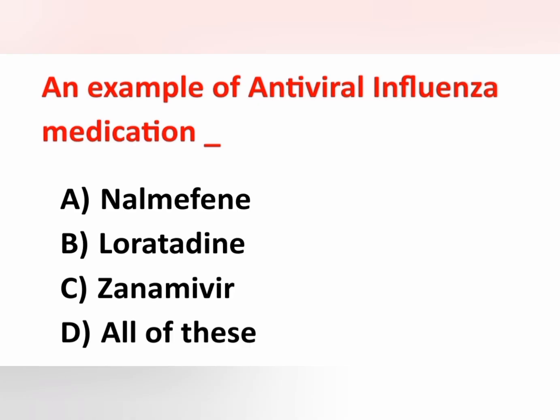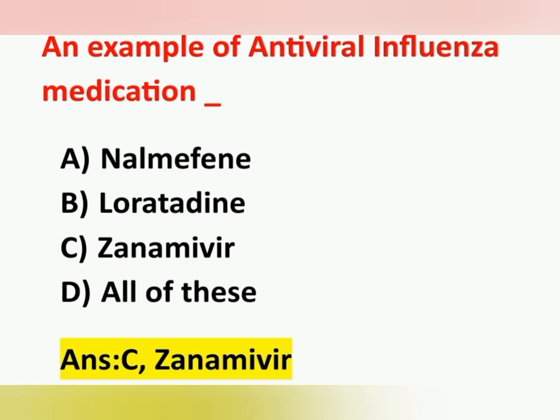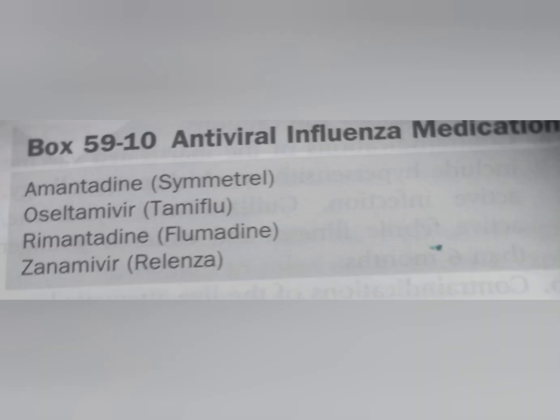The next question, an example of antiviral influenza medication is. Options are option A nalafenac, option B loratadine, option C is enamavir, option D all of this. Correct answer is option C, enamavir is an example for antiviral influenza medicine. The common antiviral influenza medications include amantadine, oseltamivir, rimantadine, and zanamivir. These are all some examples for antiviral influenza medication.